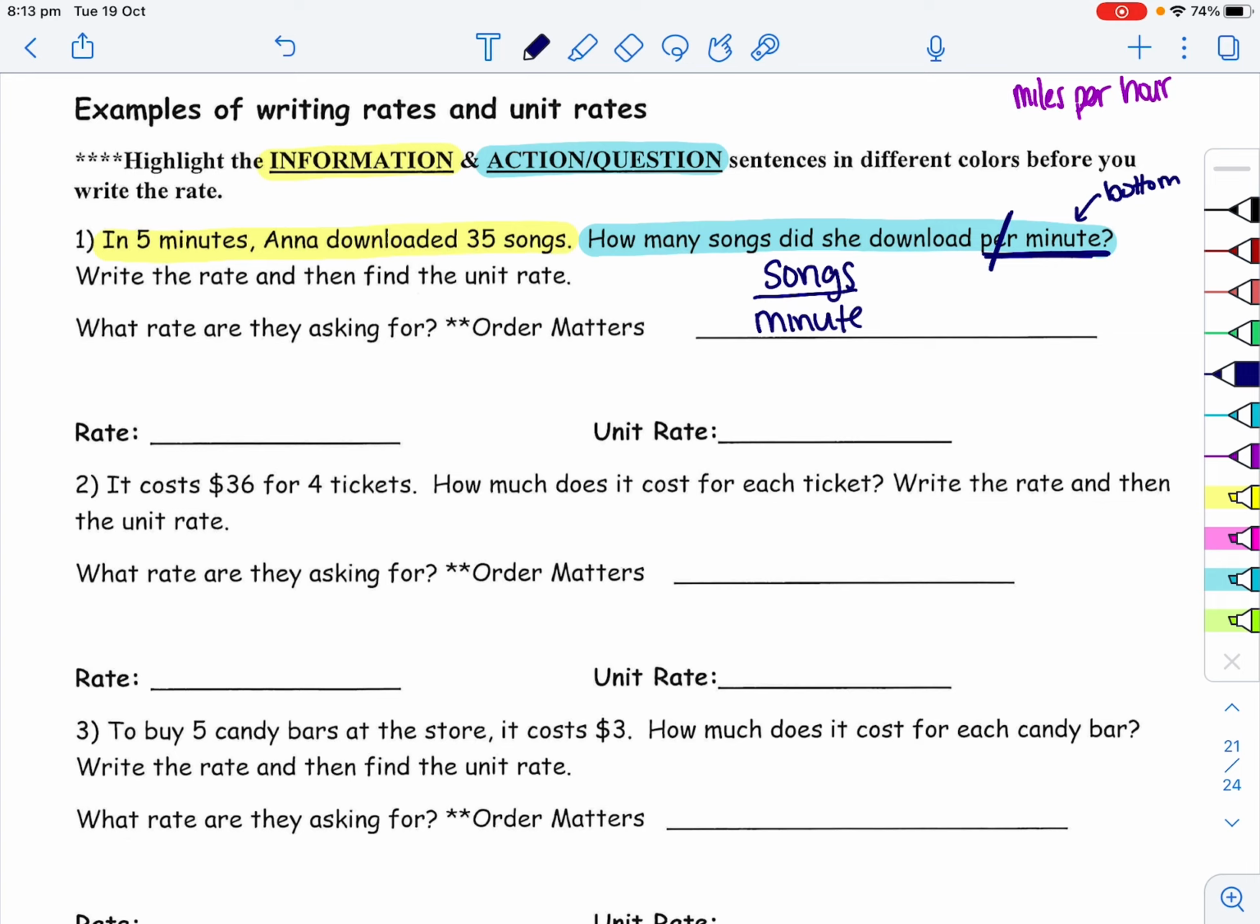So when I write my rate and I look at my information, it says in 5 minutes, Anna downloaded 35 songs. That information is in the incorrect order. So when I write my rate, it has to be songs on top, minutes on the bottom. So I'm going to write 35 songs in 5 minutes.